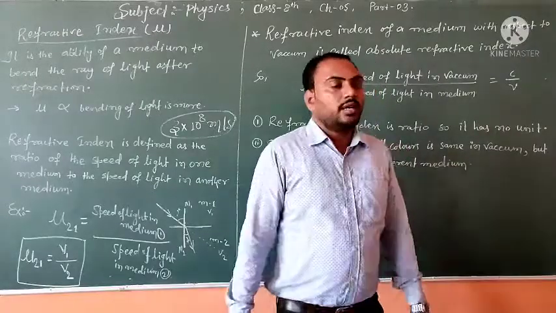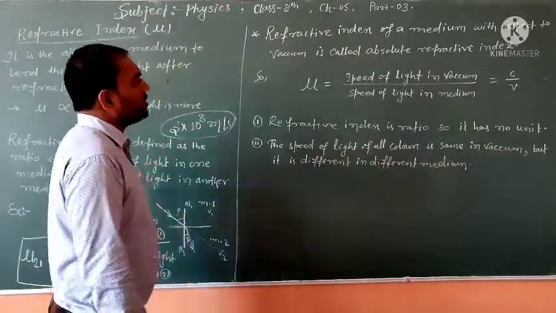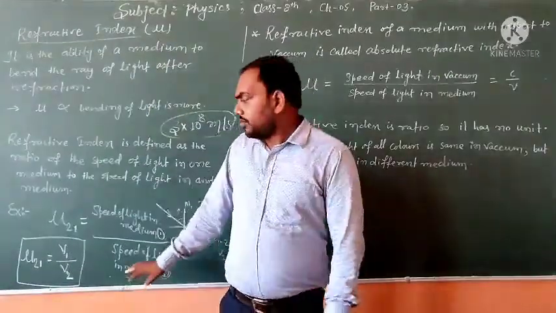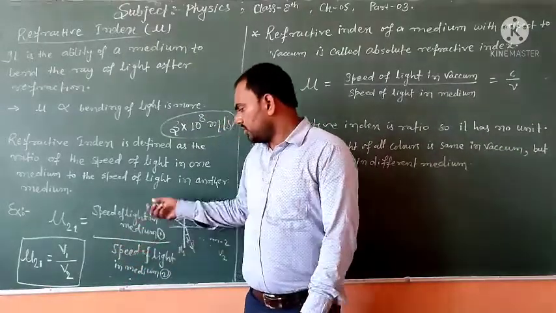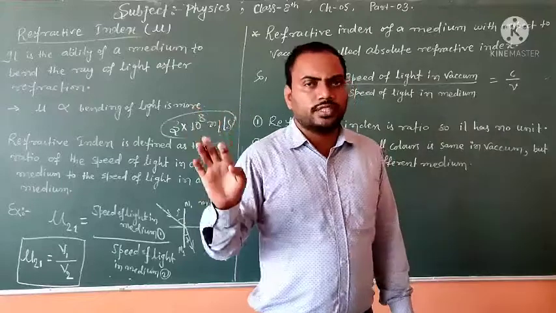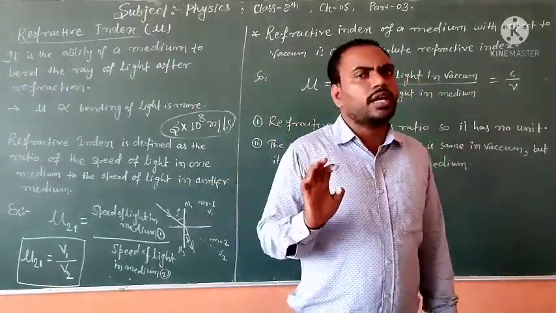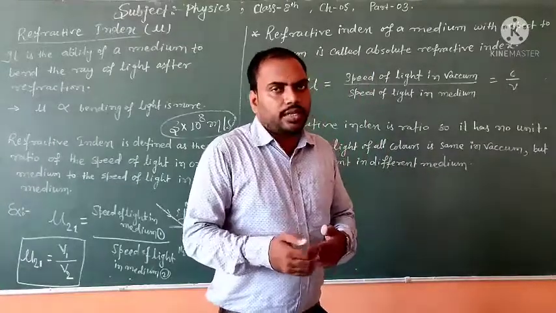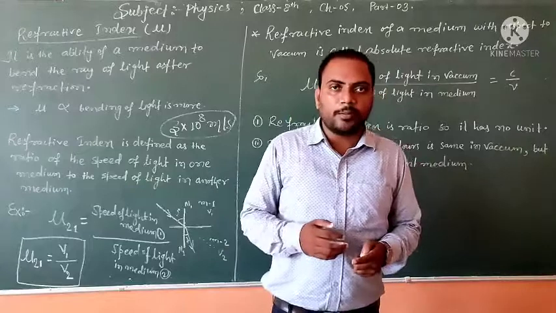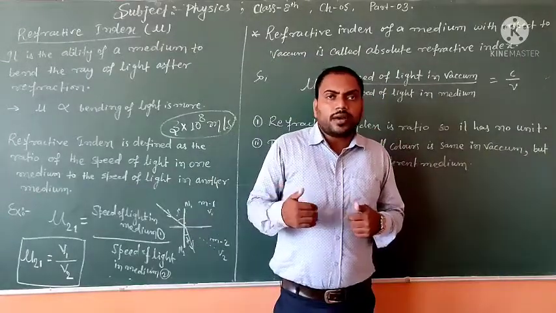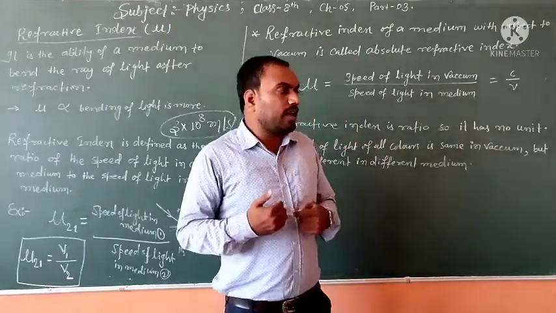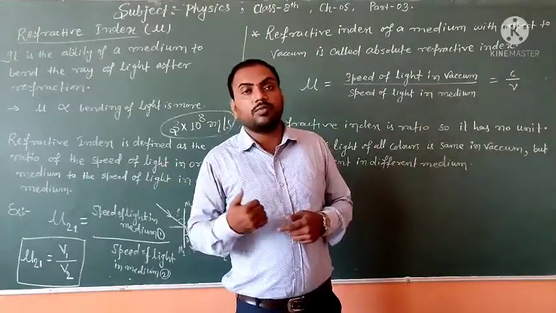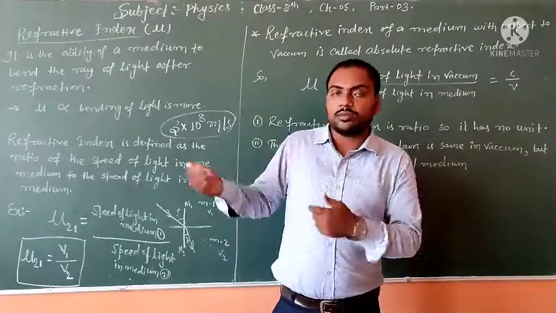Okay, now I'm moving to another point. The refractive index of a medium with respect to vacuum is called the absolute refractive index. Here we have taken 2 media, M1 and M2, say M1 is water and M2 is air. But if we compare with respect to vacuum, it is like an athlete running and comparing his speed with respect to the person running with him.